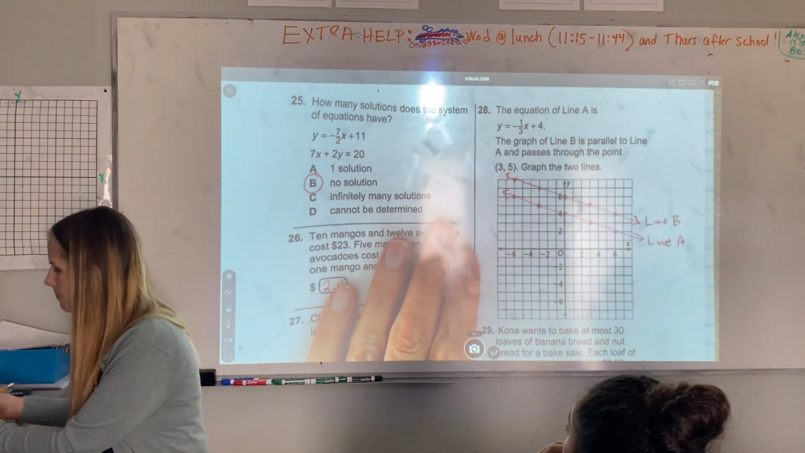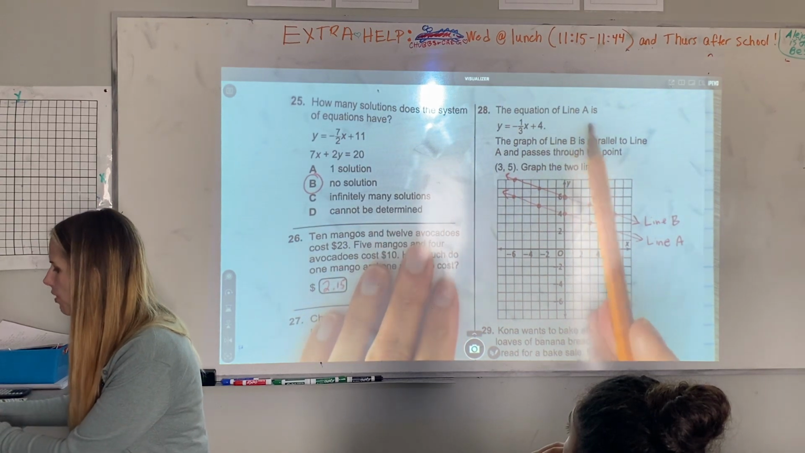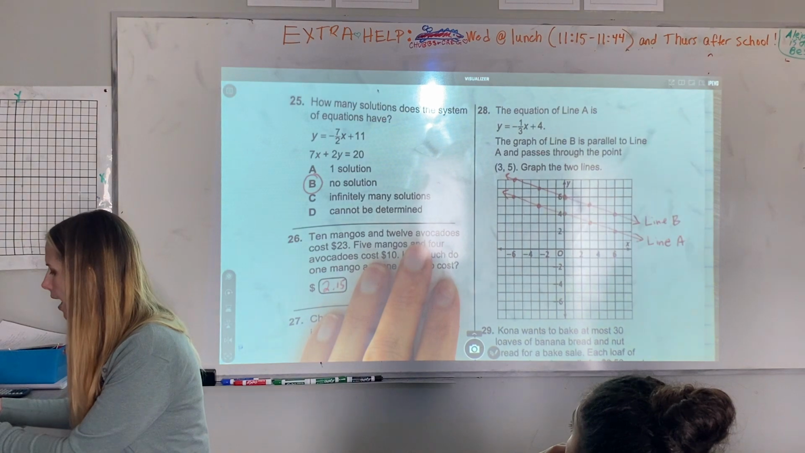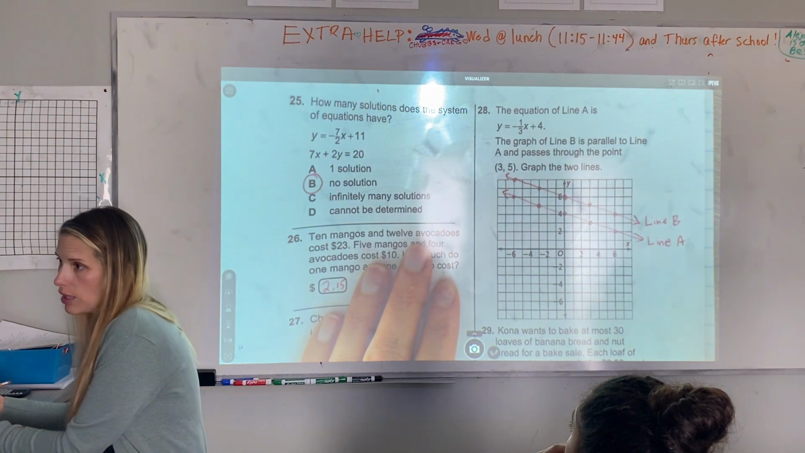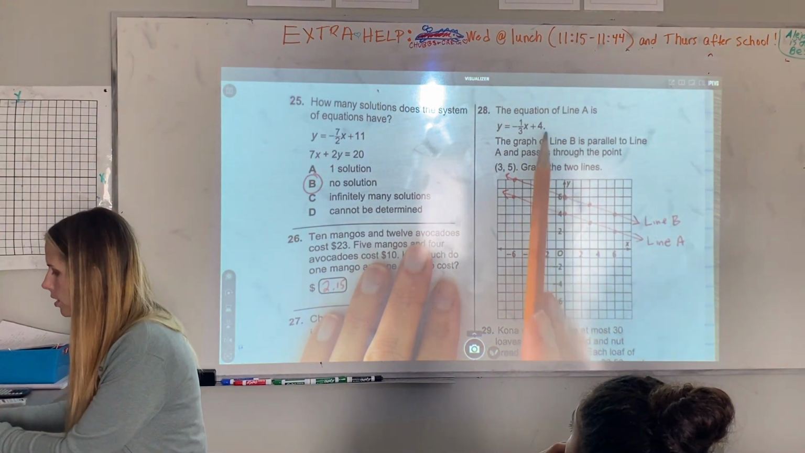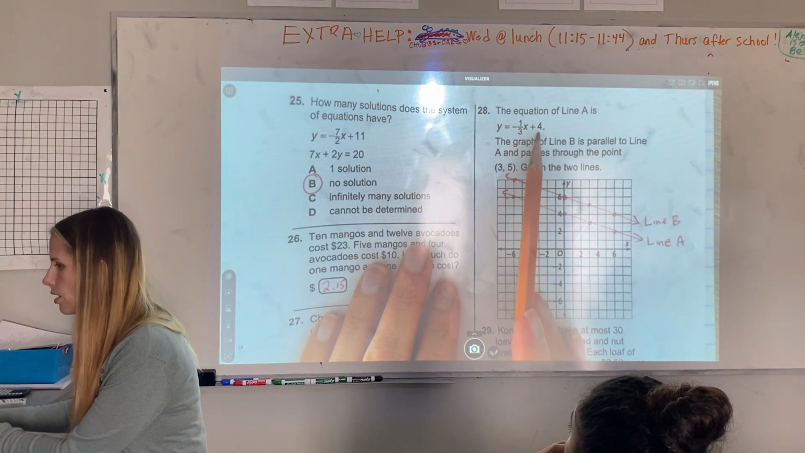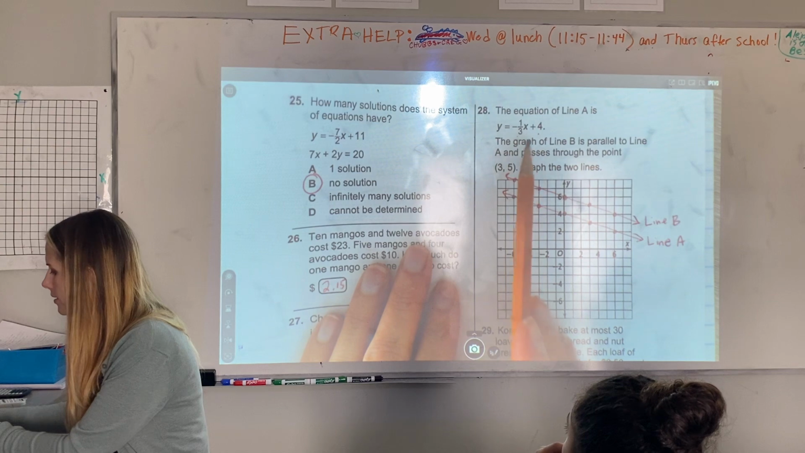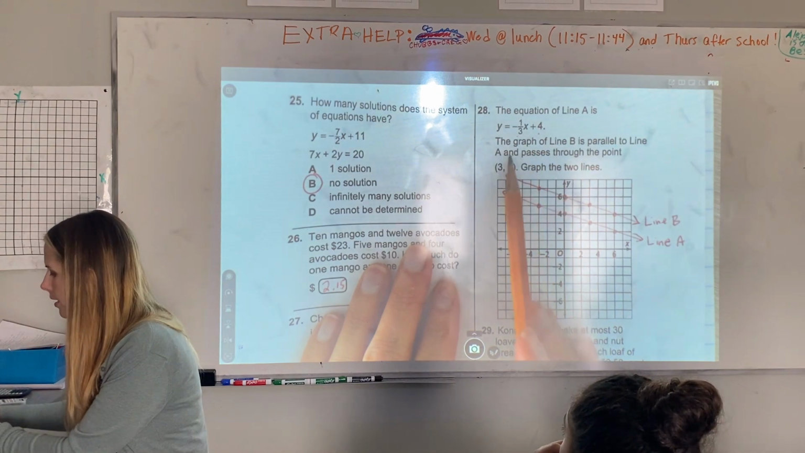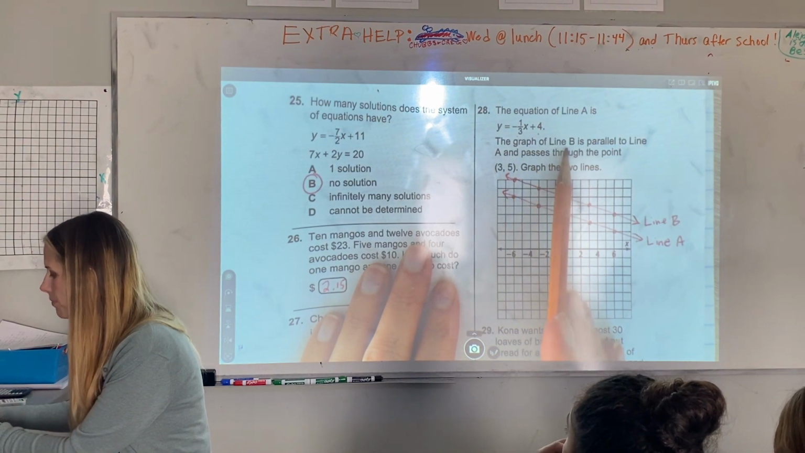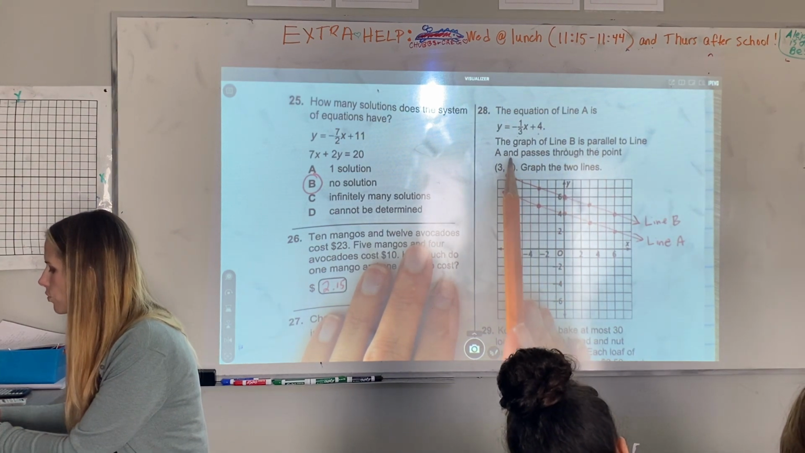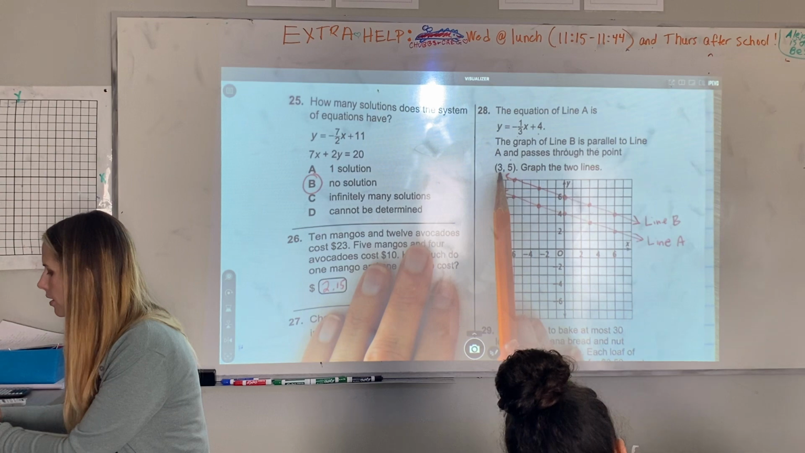So for 28, it gives you the equation of line A, which means you can go ahead and draw the line based on your y-intercept and your slope. Then it says, and we'll do that in a second, the graph of line B is parallel to line A and passes through the point (3, 5).